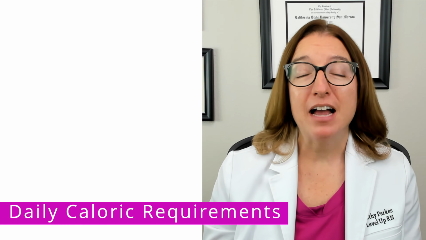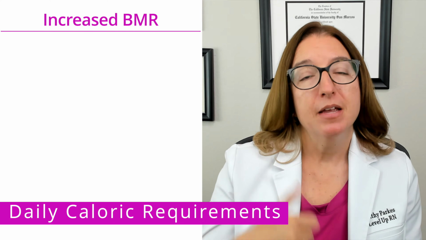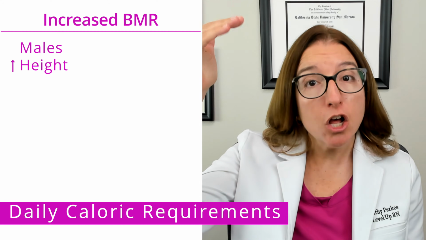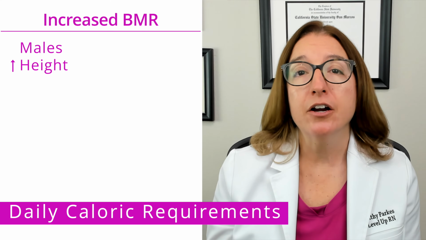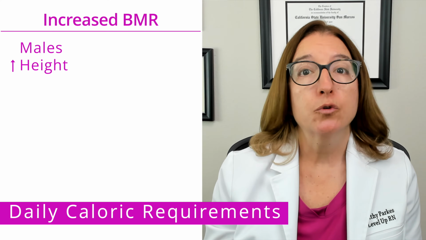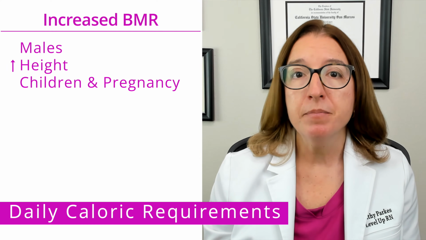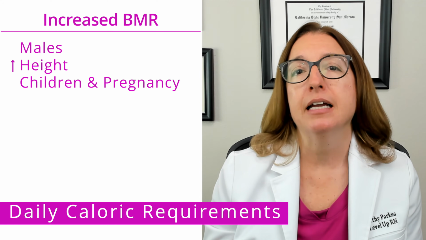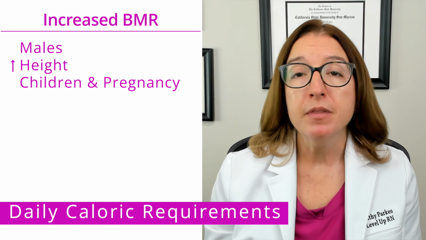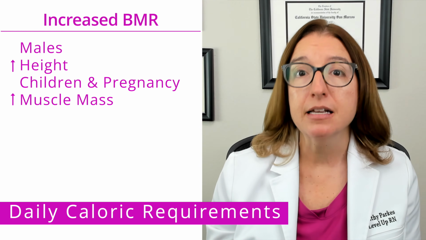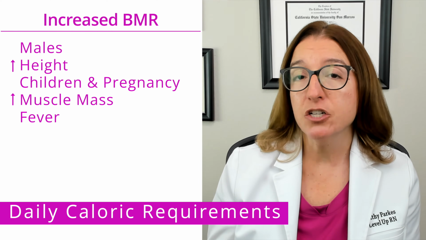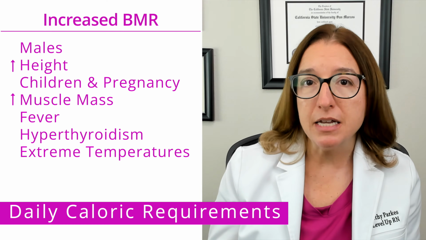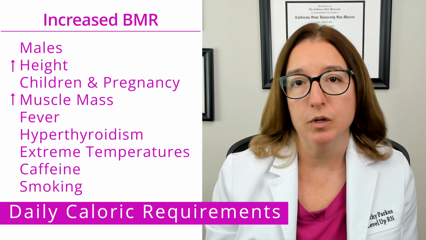Let's first talk about factors that increase BMR. So BMR is higher in males, it is higher in taller individuals, and it is higher during periods of growth. So children will have a higher BMR, and BMR will be increased during pregnancy as well. Other things that can increase an individual's BMR include increased muscle mass, fever, certain health conditions such as hyperthyroidism, very hot or very cold environments, as well as caffeine and smoking.